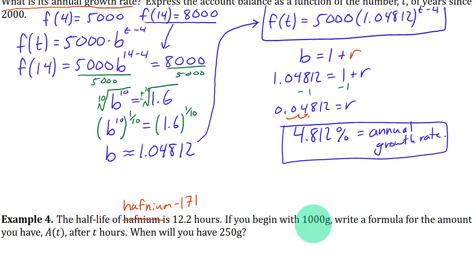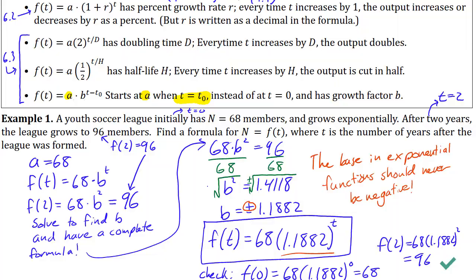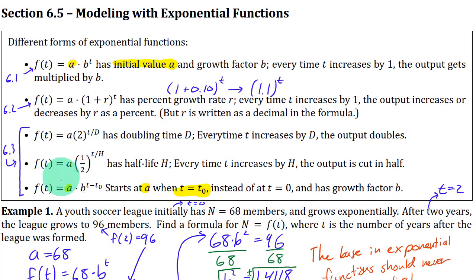Anyway, so if you begin with 1,000 grams of hafnium 171, a kilogram, let's write a formula for the amount you have, A of t, after t hours. And let's see, when will you have 250 grams? So to write this formula, we have the starting amount and we have the half-life. Let's go back up to the formulas at the beginning. Which one of these do you use if you know the half-life and the starting amount? Oh, this one looks perfect.